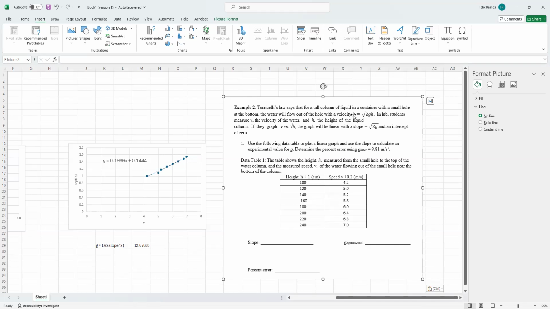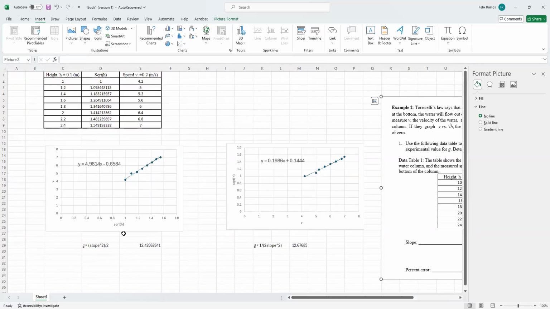When you graph the speed on the y-axis and the square root of h on the x-axis, the slope is equal to the square root of 2g. But if you graph the square root of h on the y-axis and b on the x-axis, then this expression that says the slope equals the square root of 2g is not valid anymore, right? So you must be very clear of that.